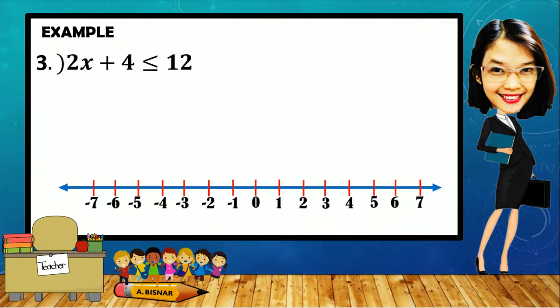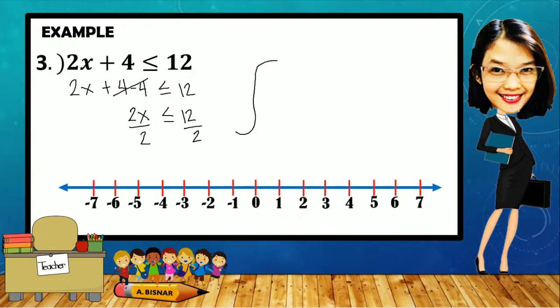So what's next? For number 3, 2x plus 4 is less than or equal to 12. So let us solve for x. We'll have 2x plus 4. Since we have 4, then we need to subtract 4 para mawala siya. It's less than or equal to 12. So this will be 0. What's left? We only have 2x is less than or equal to 12. So we have to divide both sides by 2.